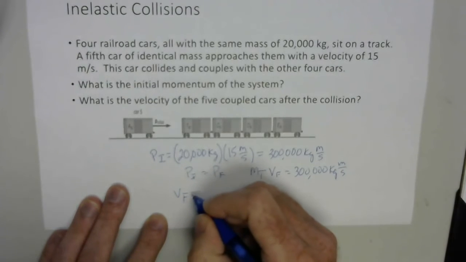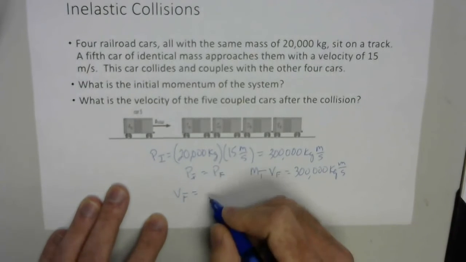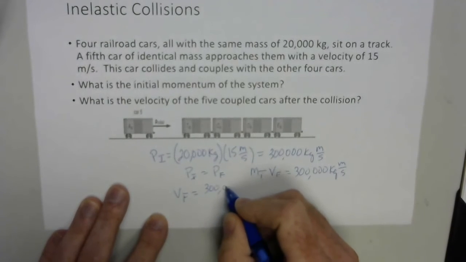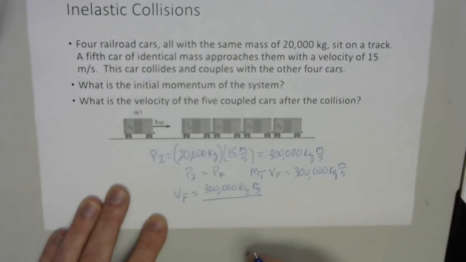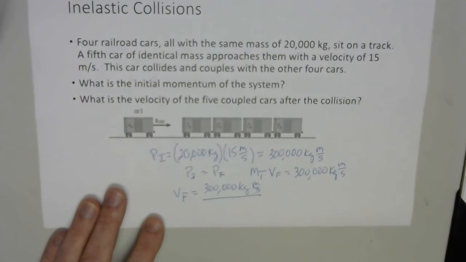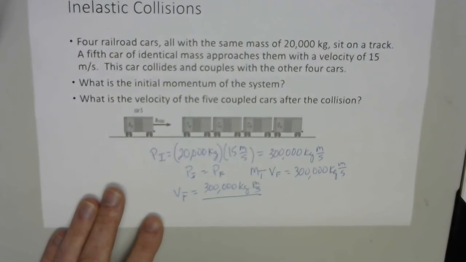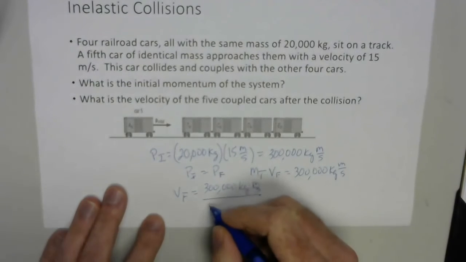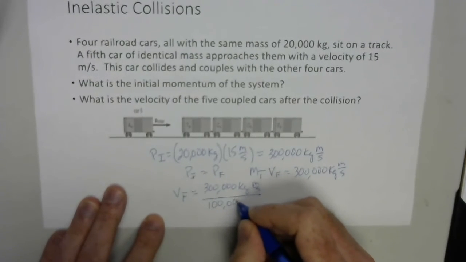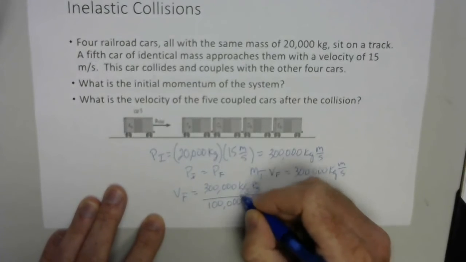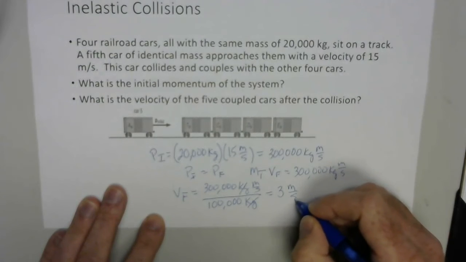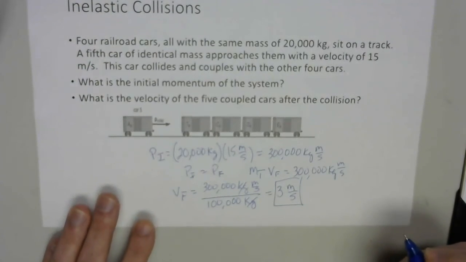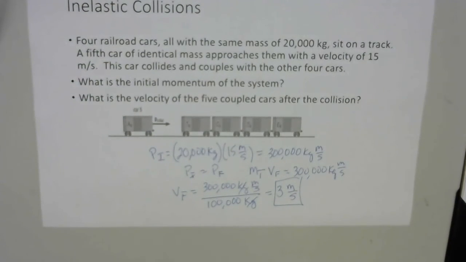So our final velocity will equal 300,000 kilogram meter per second divided by the total mass. So you've got 5 cars at 20,000 kilograms each, which will give us 100,000 kilograms, which means it'll slow down to 3 meters per second. All right, this has been a brief tutorial on impulse and collisions and conservation of momentum.